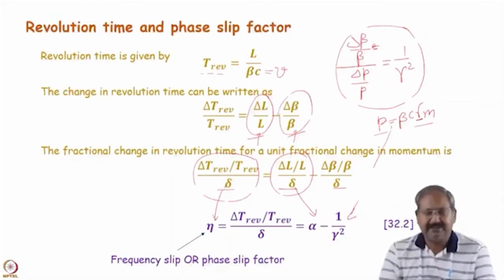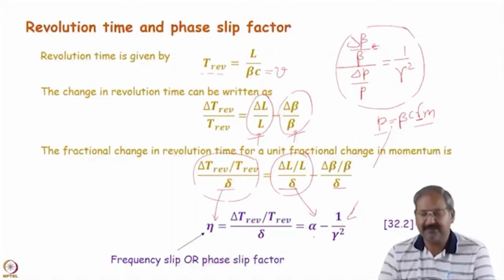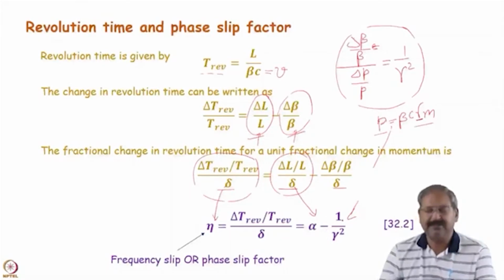In some literature, instead of delta T by T, they use delta F by F. Means instead of fractional revolution time change, they use fractional change in revolution frequency. Then the sign of the equation will be reversed. In that case, the phase slip factor will be 1 by gamma square minus alpha. So in literature you will see both kinds of things. Some literature gives the frequency slip factor as alpha minus 1 by gamma square, and some as 1 by gamma square minus alpha, because of the basic difference in definition, whether we take the revolution time or the revolution frequency.